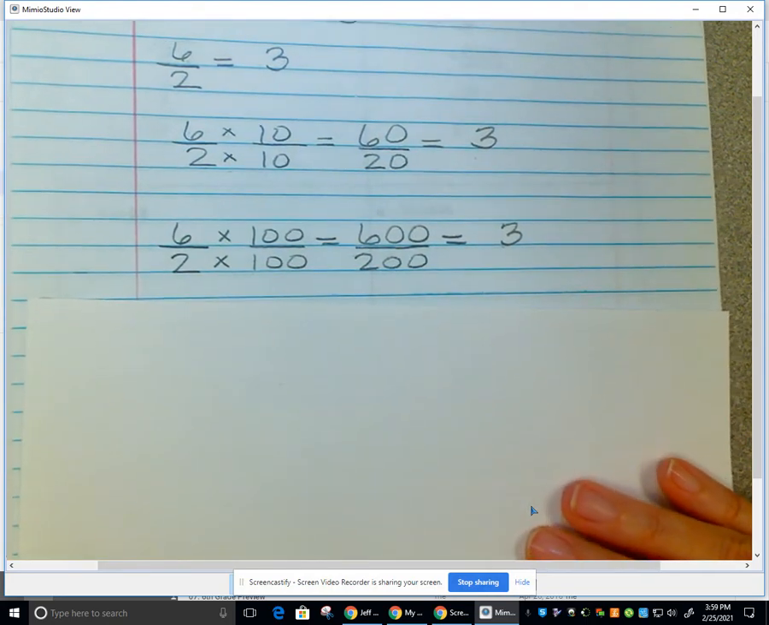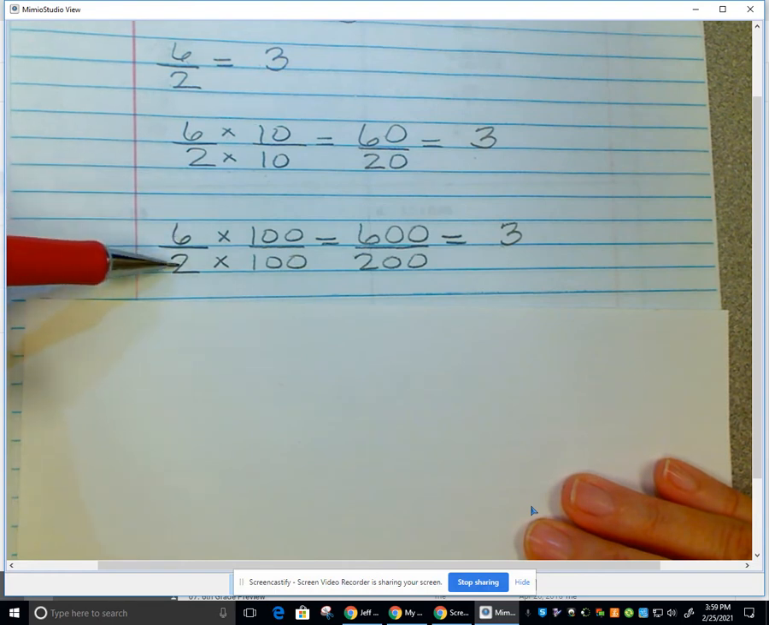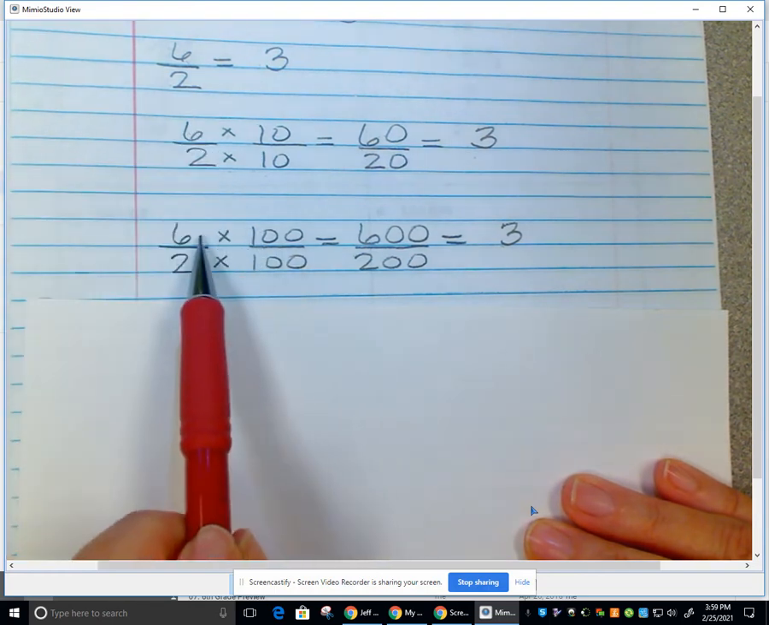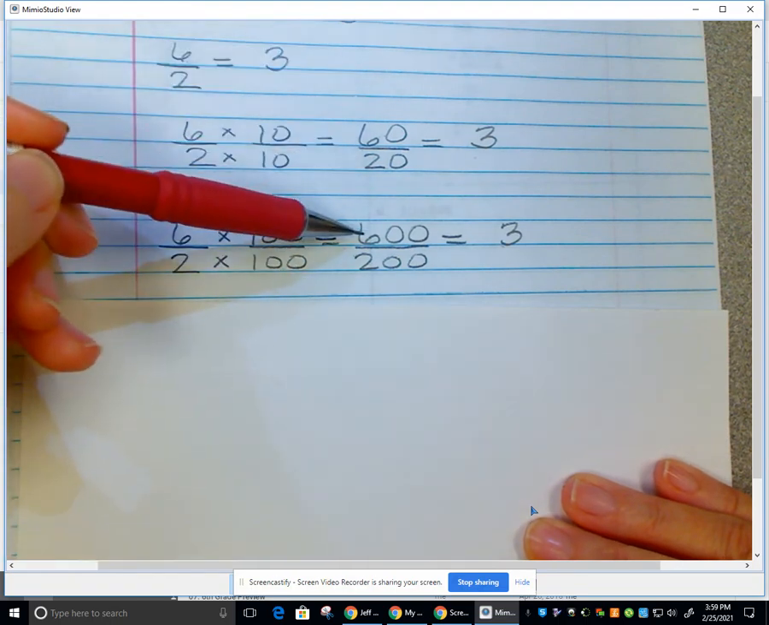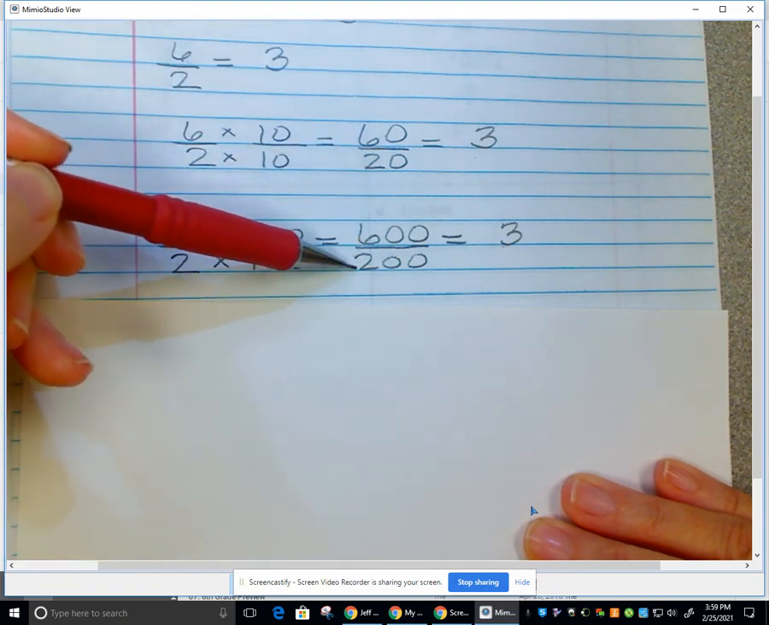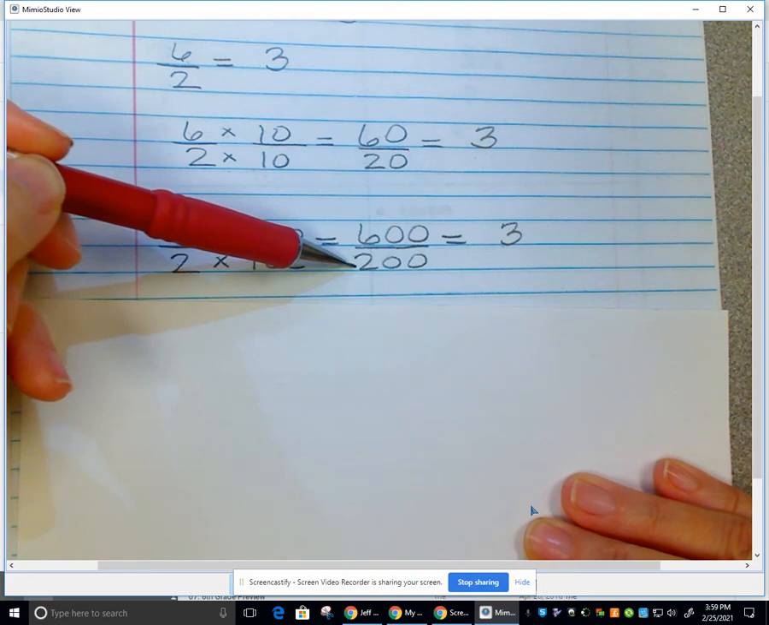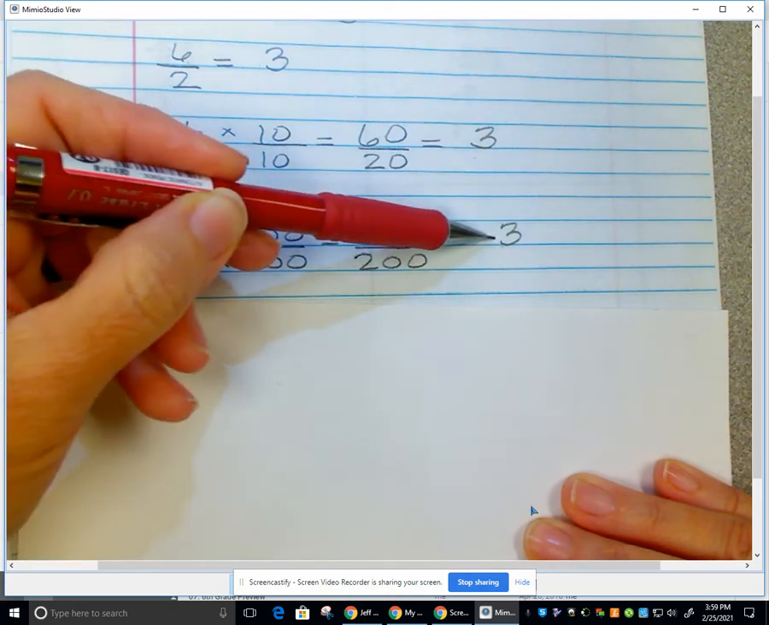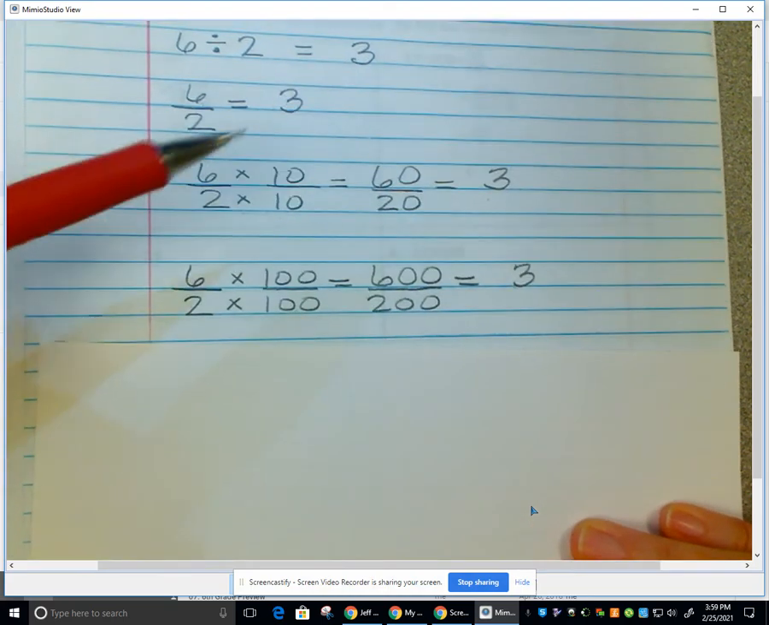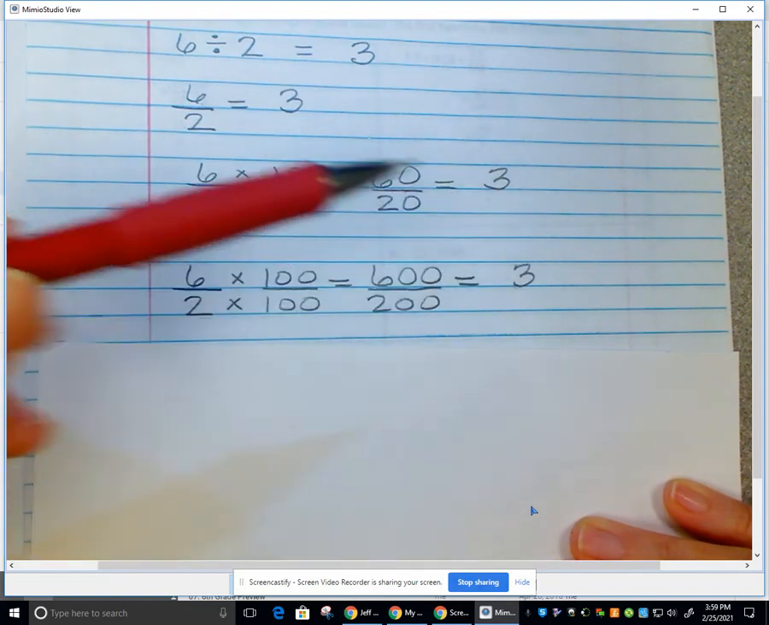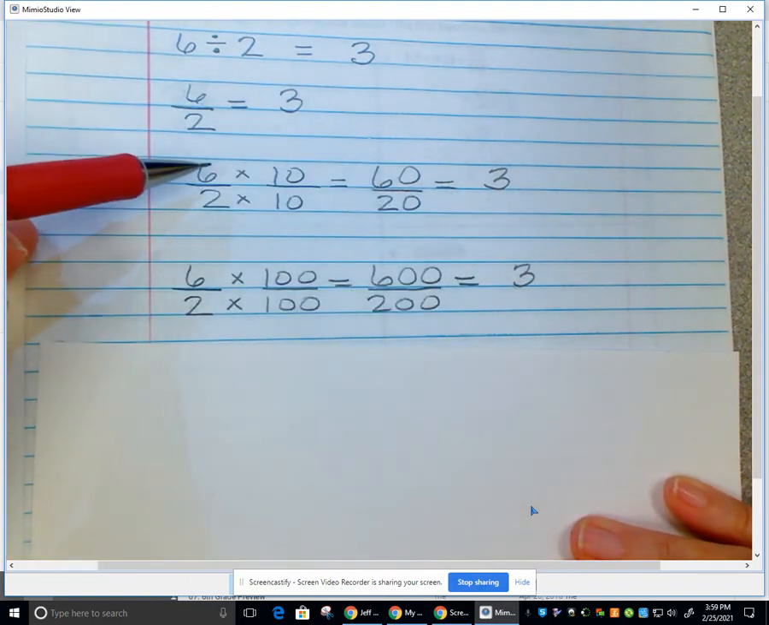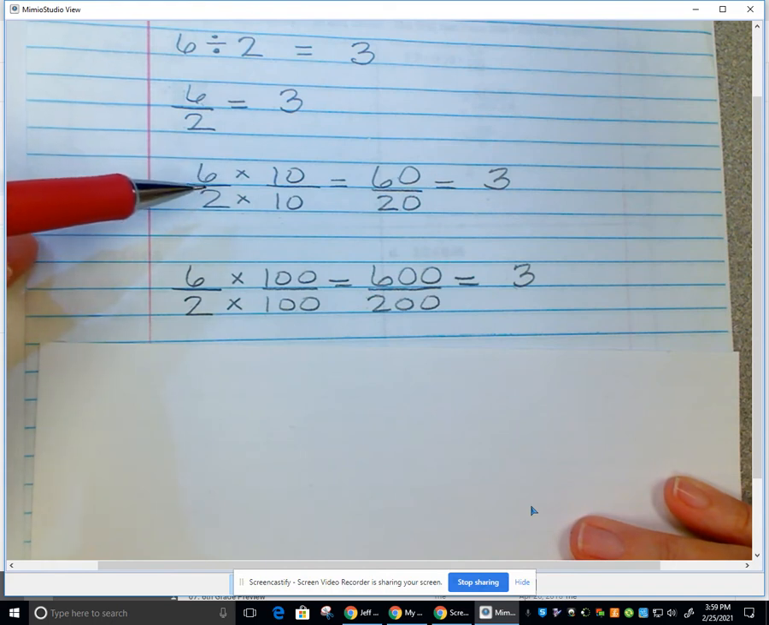Here again, I took 6 halves. I made each number 100 times larger. And now I've got 600 divided by 200, and that still equals 3. The reason I'm still getting 3 every time is because I'm keeping the number in proportion.